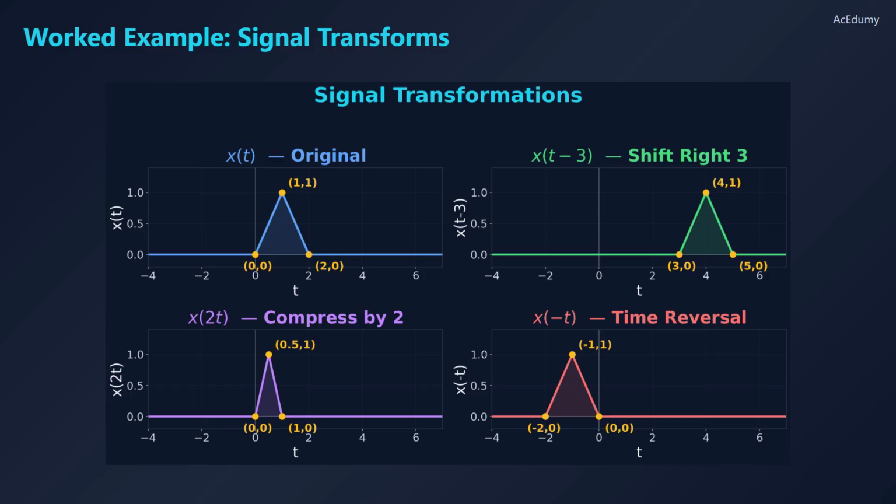Compressing by 2 gives x(2t). The triangle spans from 0 to 1, twice as narrow. Reversing gives x(−t). The triangle is mirrored to span from −2 to 0.